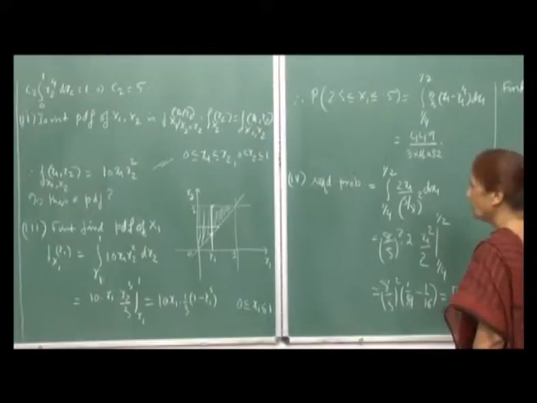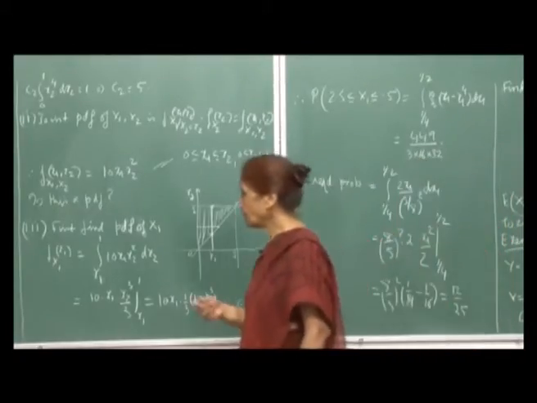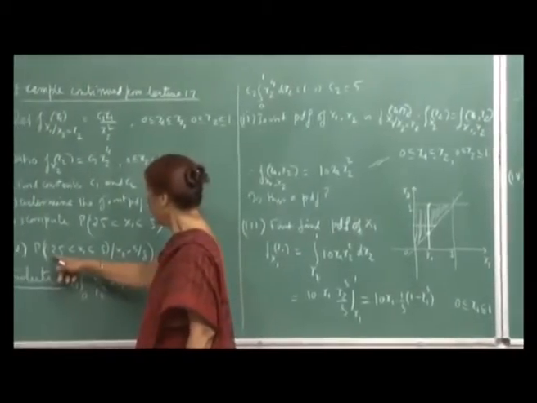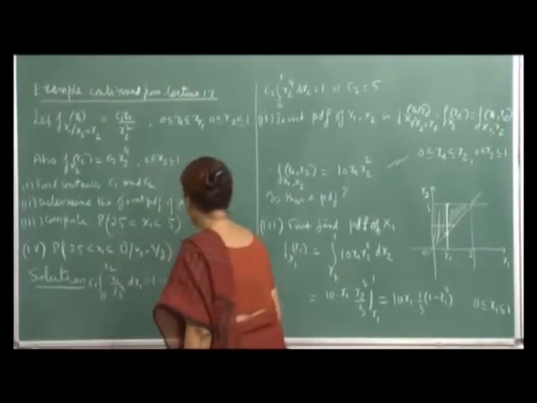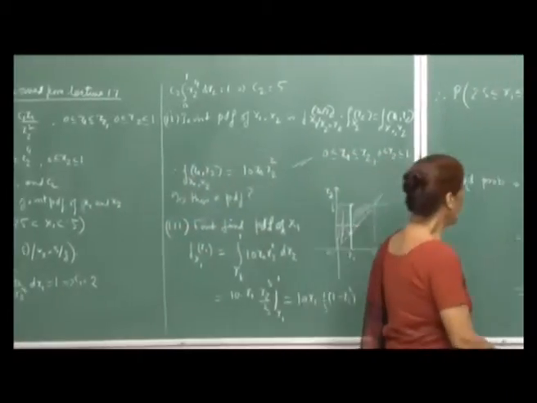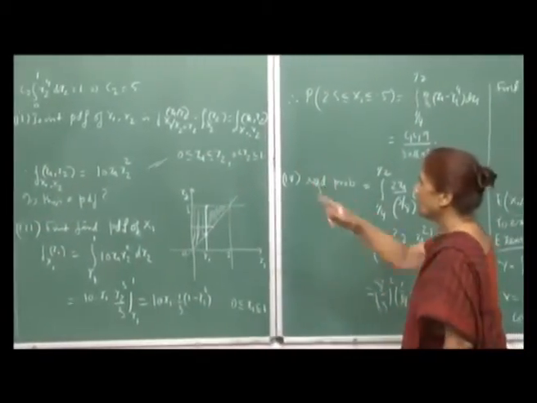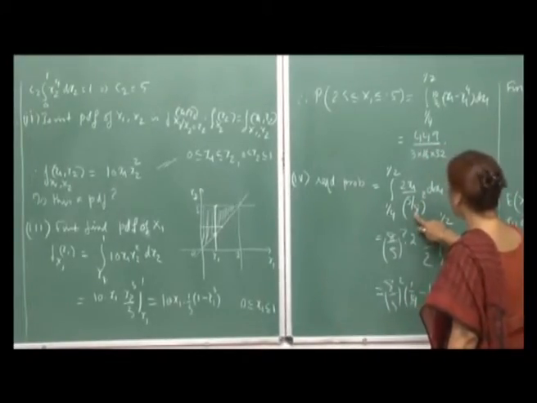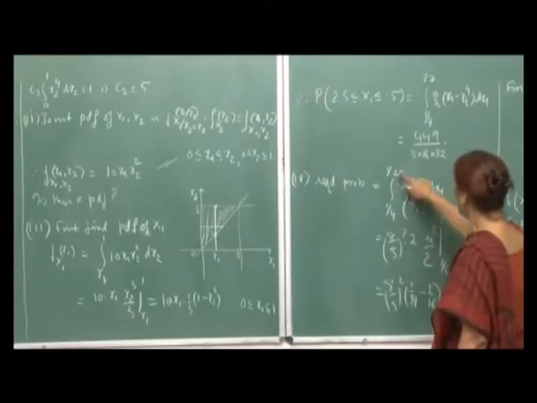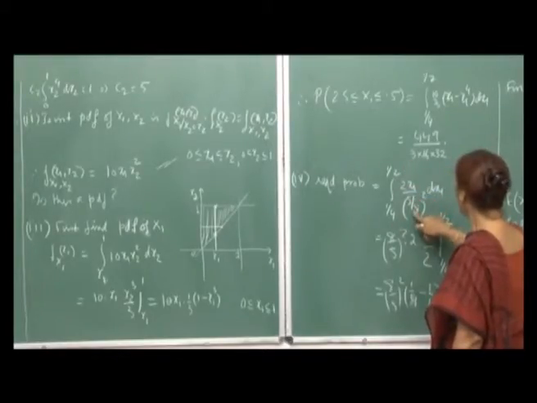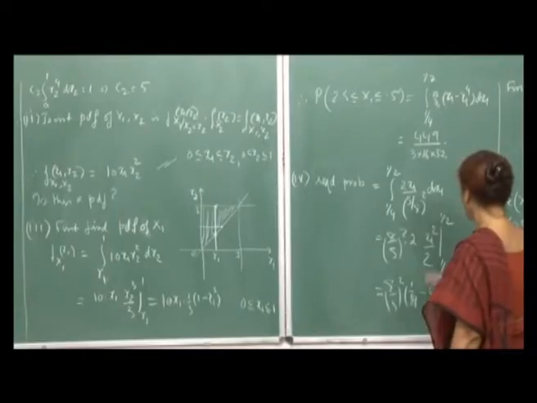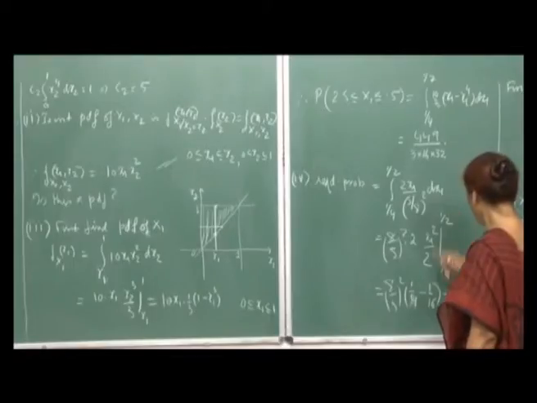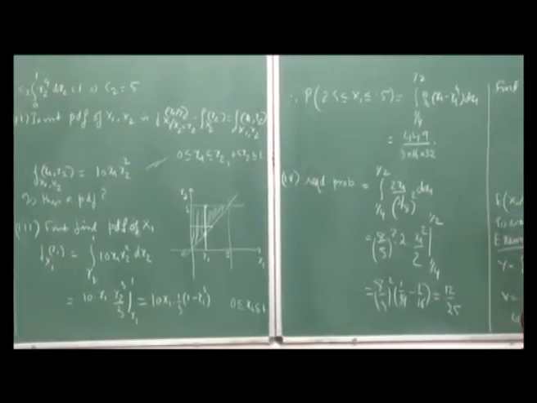Okay. Then the fourth one required you to find the conditional probability of x 1 given x 2 is 5 by 8, again from 0.25 to 0.5. The conditional density function we already have, which is C x 1 upon x 2 square, but x 2 is given to be 5 by 8. So we have to integrate this from 1 by 4 to half, 2 x 1 upon 5 by 8 whole square d x 1. This is simple: x 1 square by 2, from 1 by 4 to half, and what you get is 12 by 25.